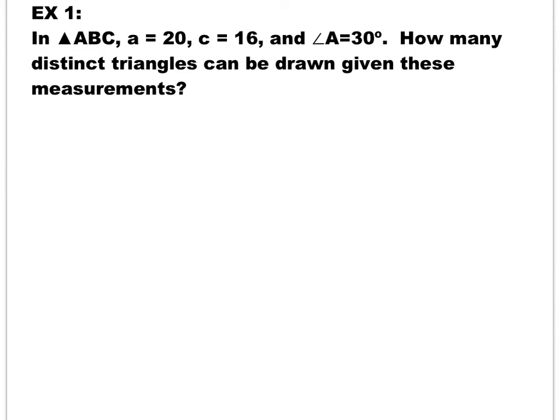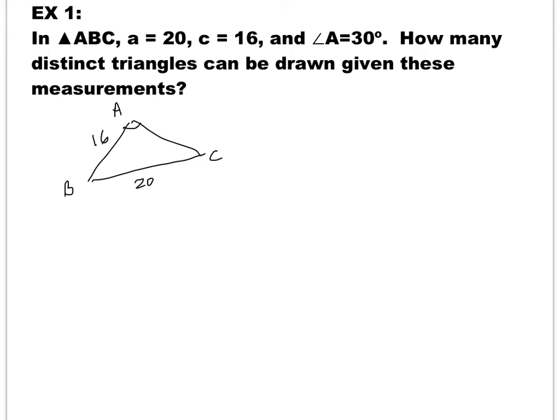In the first example, we have a triangle ABC with the side in front of angle A being 20, so this is 20. The side in front of angle C is 16, and angle A is 30 degrees. So we have the following situation. We are supposed to find the number of distinct triangles that can be drawn using these measurements.